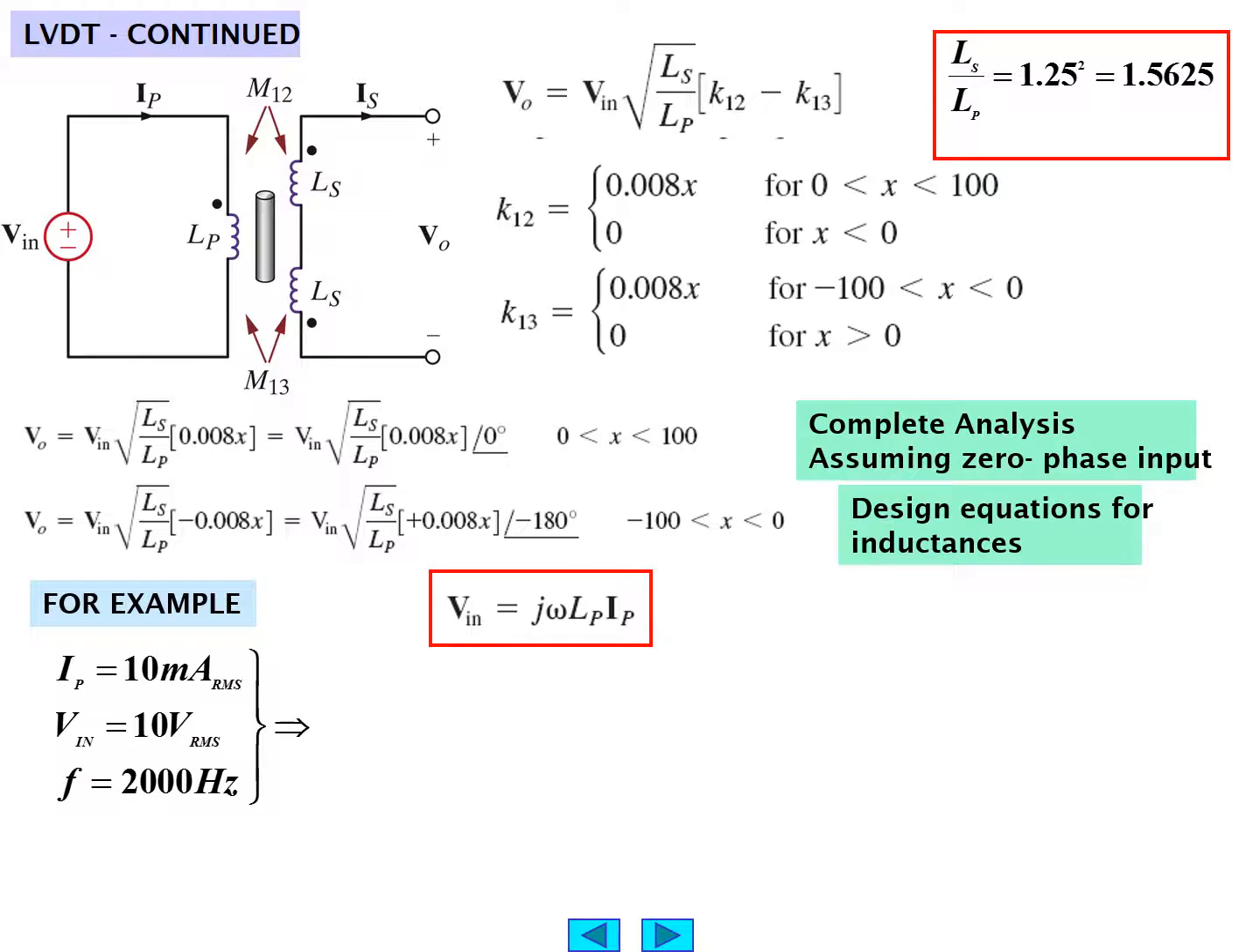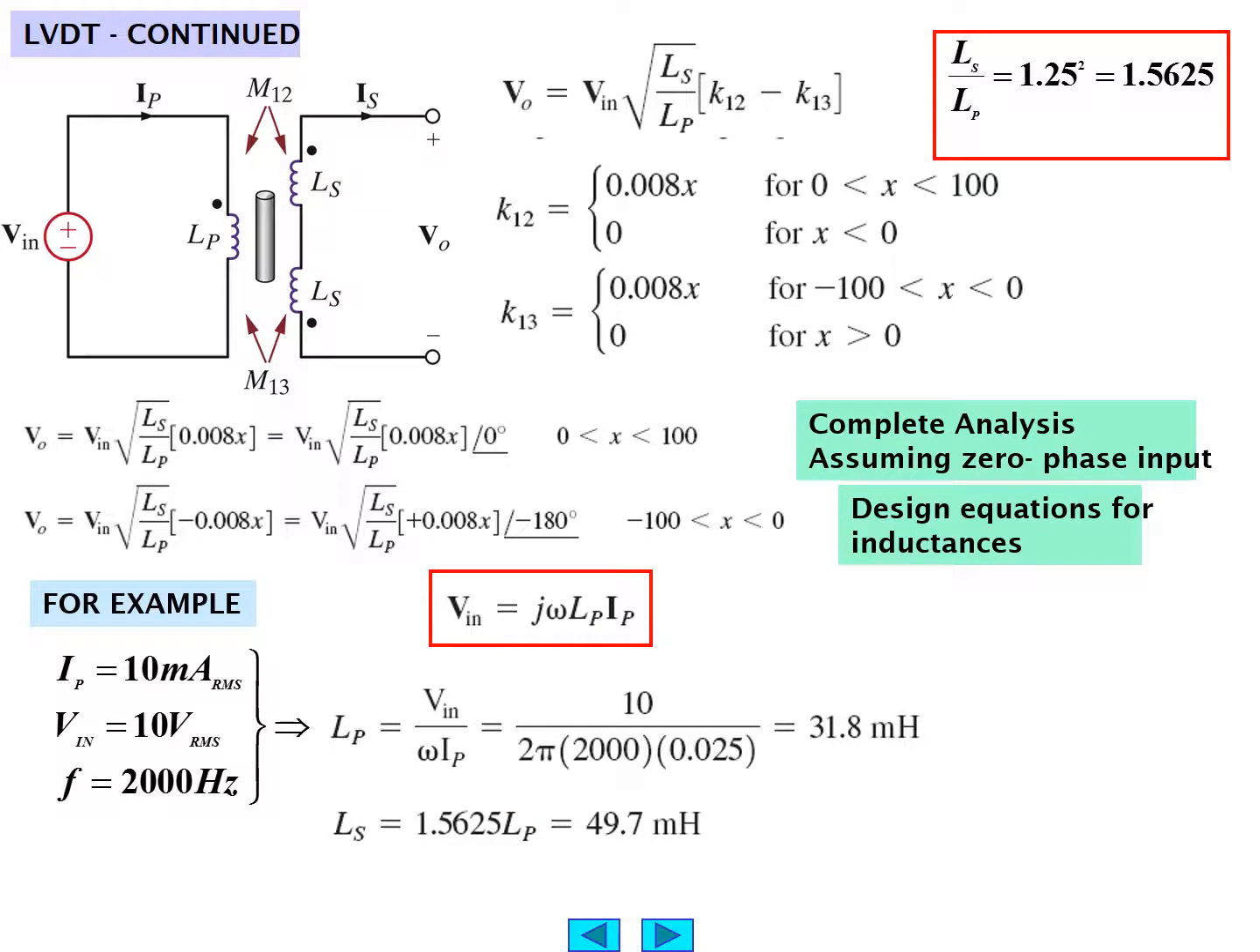There are design equations for the inductances, and a typical example might be I sub P would be 10 milliamperes RMS, Vn would be about 10 volts RMS at a frequency of 2000 hertz. So we would be able to calculate then what L sub P would have to be, because we know what Vn and I sub P, the target variables, have to be. L sub P would be 31.8 millihenries, and L sub S would be 49.7 millihenries.